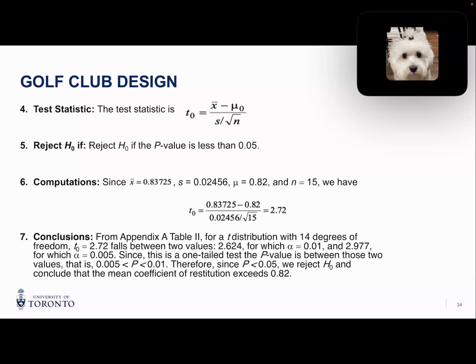Anyway, it's between 0.01 and a number less than that, so we win. We can successfully reject the null hypothesis. It is greater than that.